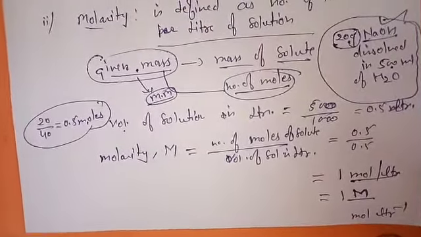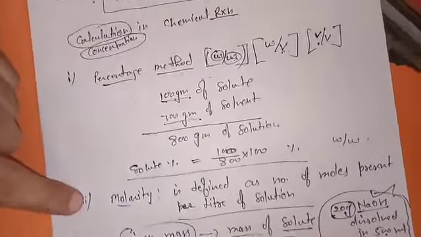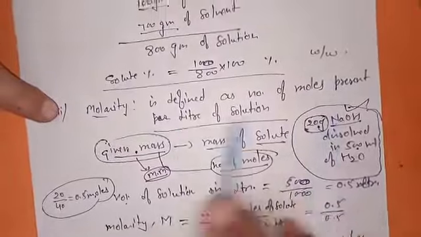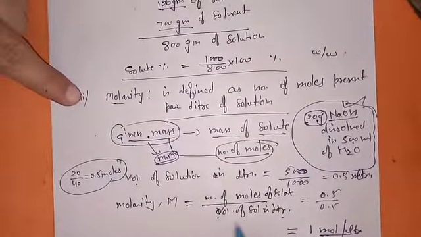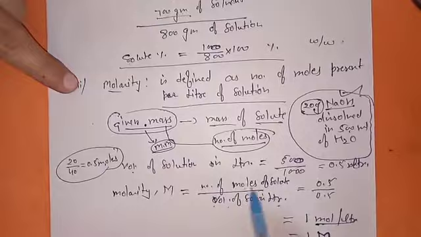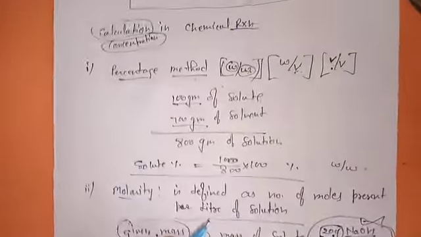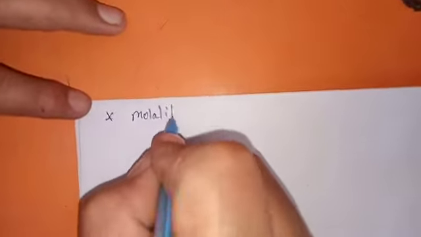So, percentage first, second molarity, meaning number of moles of solute present per liter of solution. This is the definition, and the formula is simply number of moles divided by volume of solution, put in liters. Now the next one, the third term, is molality.